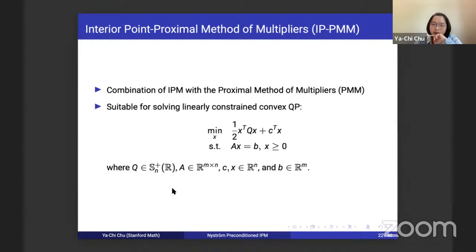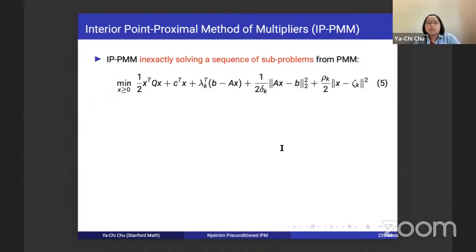Again, the same as IPM, the target problem for this algorithm is to solve linear constraint convex QP: minimize some convex quadratic function subject to the linear constraint Ax equals b with non-negative variable x. The idea of this algorithm is that it tries to exactly solve a sequence of subproblems, and these subproblems are actually the subproblems in the original PMM method.